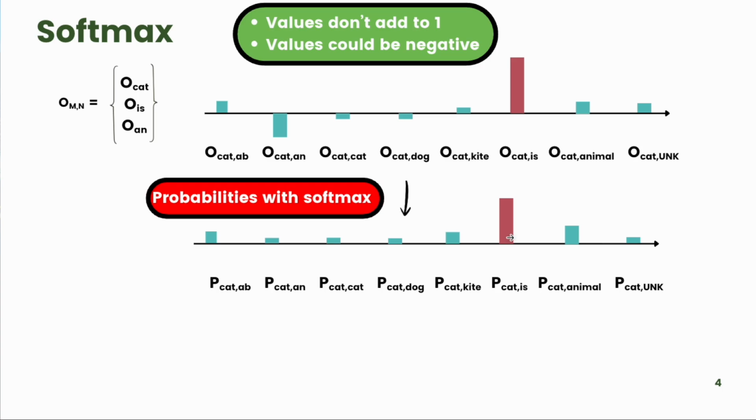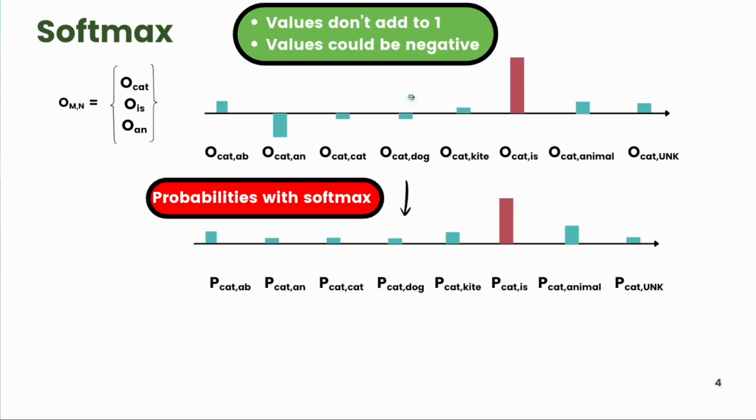And this is very crucial because if the relative ordering was changing, this would mean that in our operation to convert these vector values into probabilities, we changed the ordering of the sequence, which were important, right? So if cat animal now has more probability than cat is, that would be highly undesirable because the model is telling us that cat is has a higher importance than cat animal.